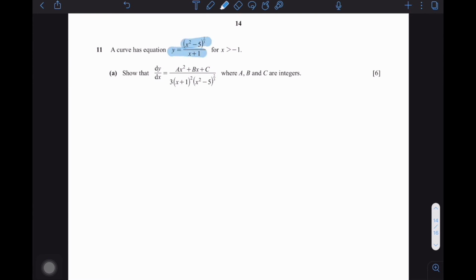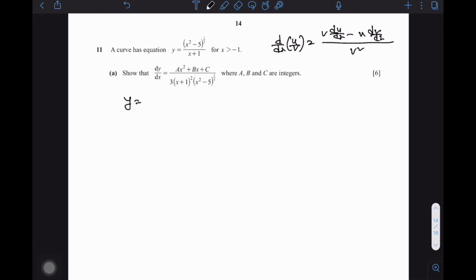Since it is u by v form, we must do the quotient rule. So the quotient rule is d/dx of u/v equals (v du/dx minus u dv/dx) over v squared. Let me use this formula here.